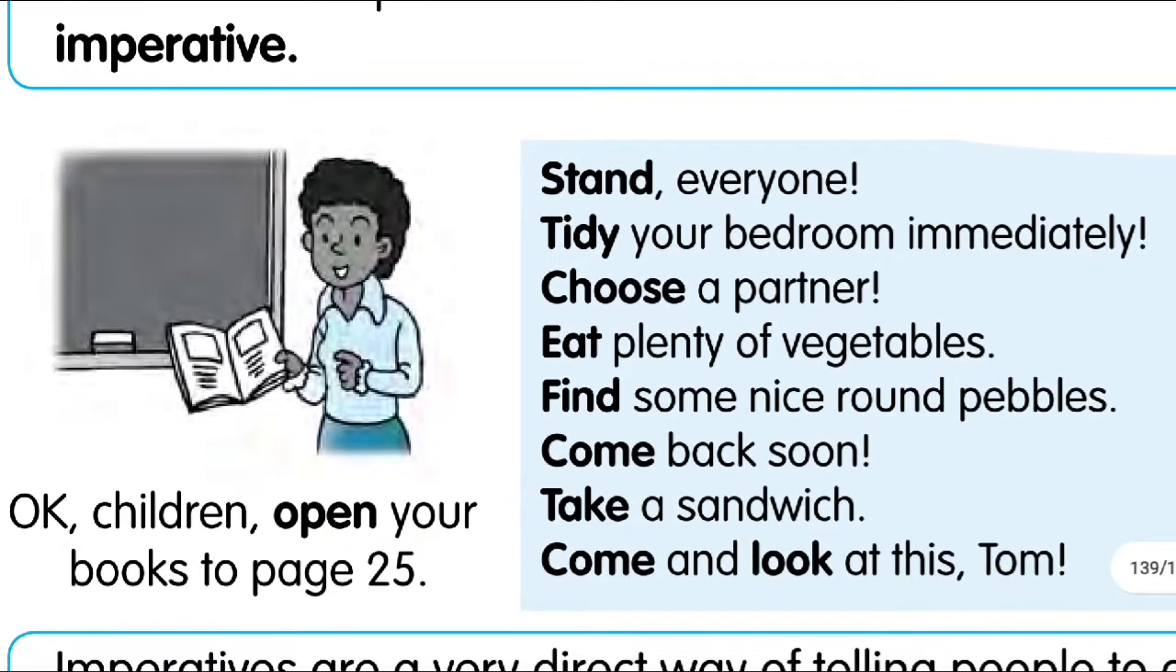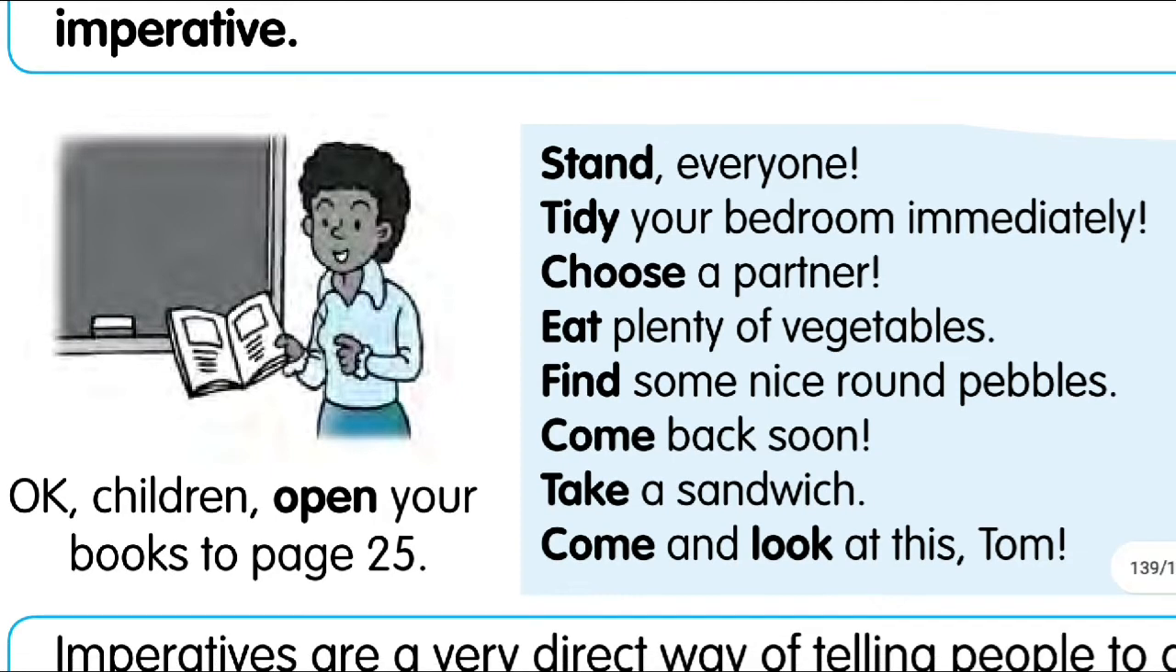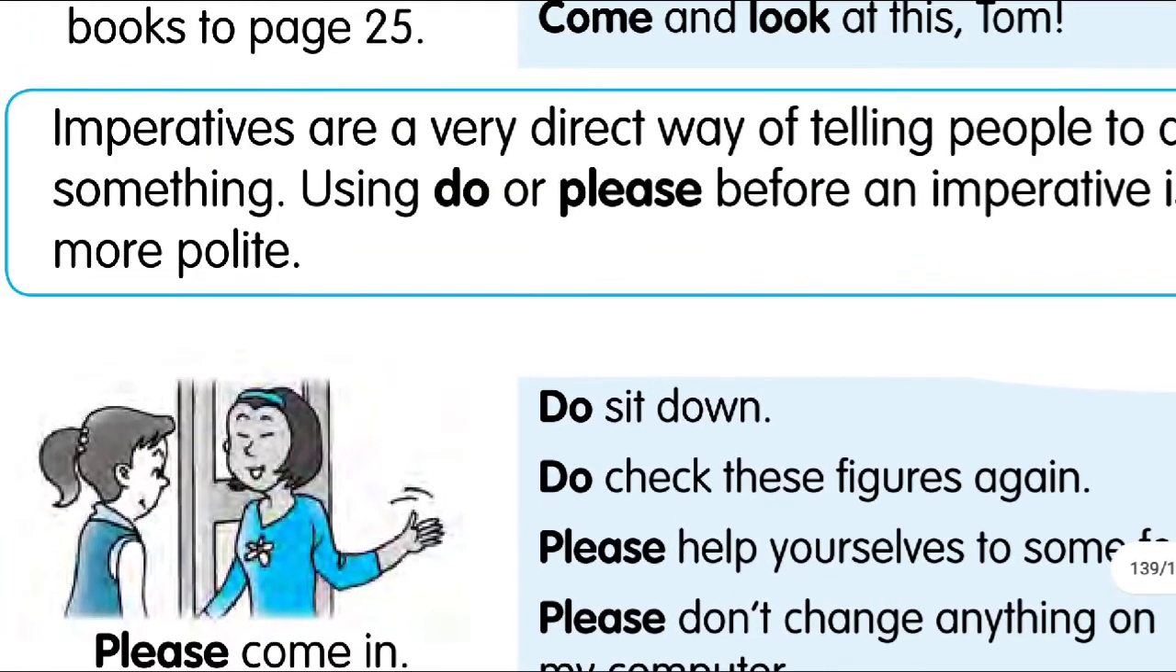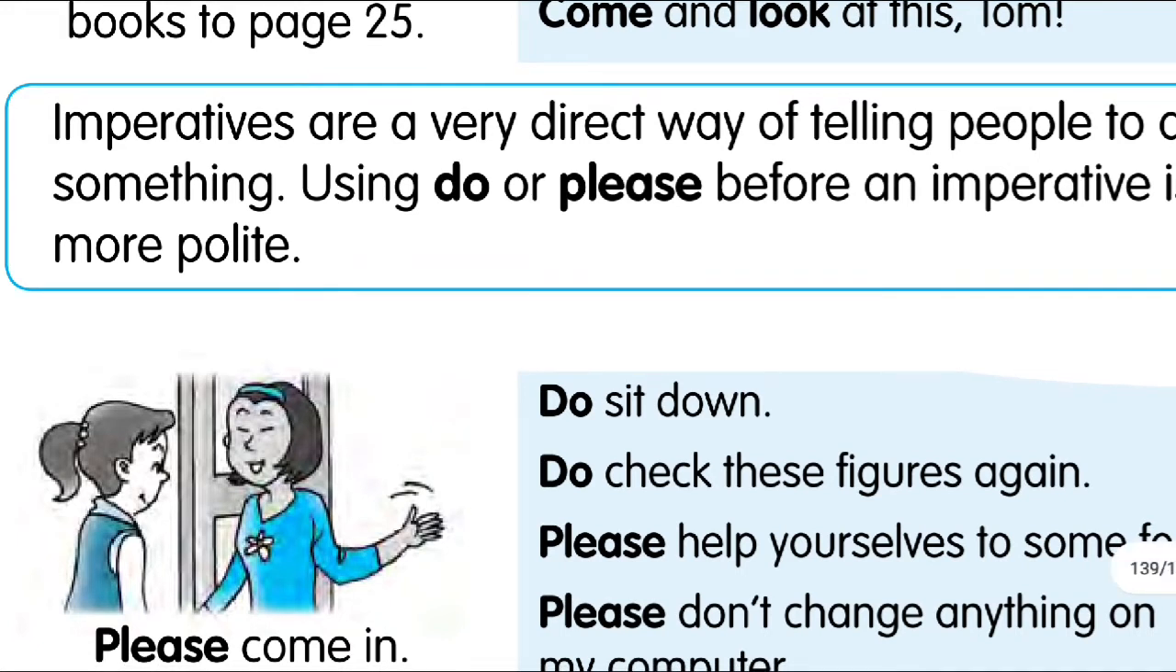A few more examples are there also. Stand up everyone. Clean your bedroom immediately. Choose a partner. Come back soon. Take a seat. Open your book at page 25. So all these are called imperative sentences. And imperative sentences have some other way of telling also. Using do or please before an imperative is more polite. If you are using do or please before the imperative sentence, it makes the sentence more polite.